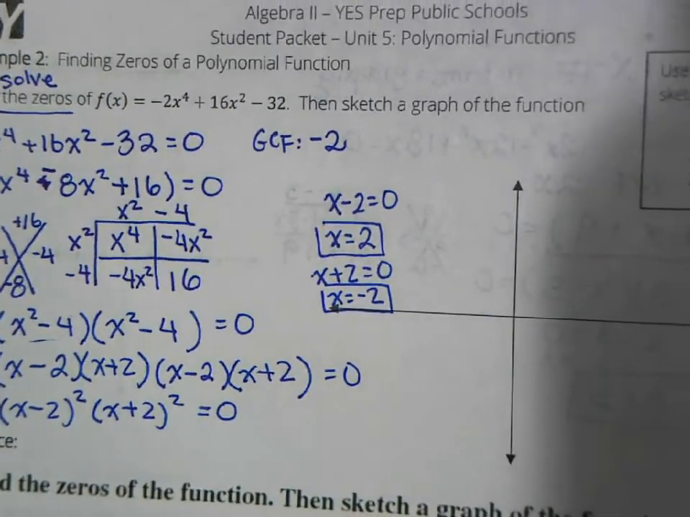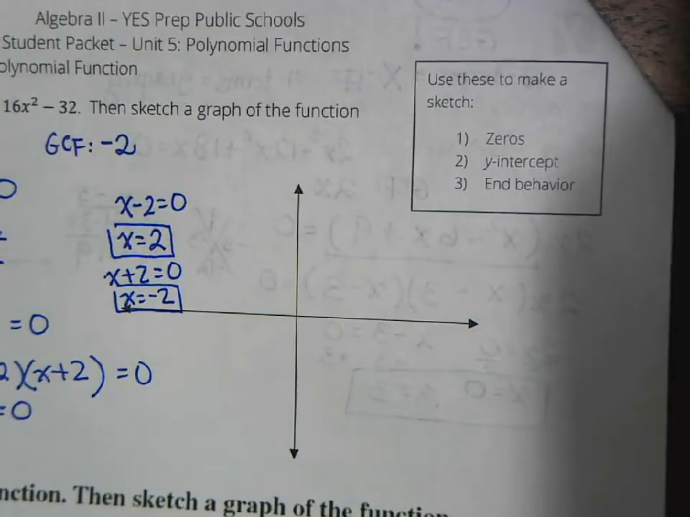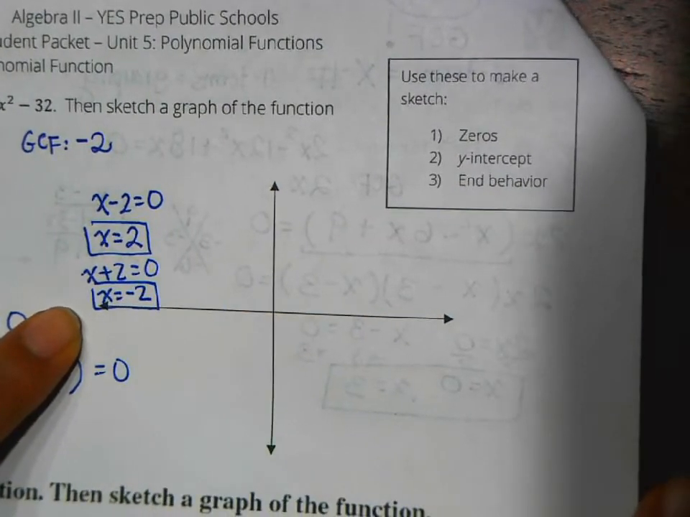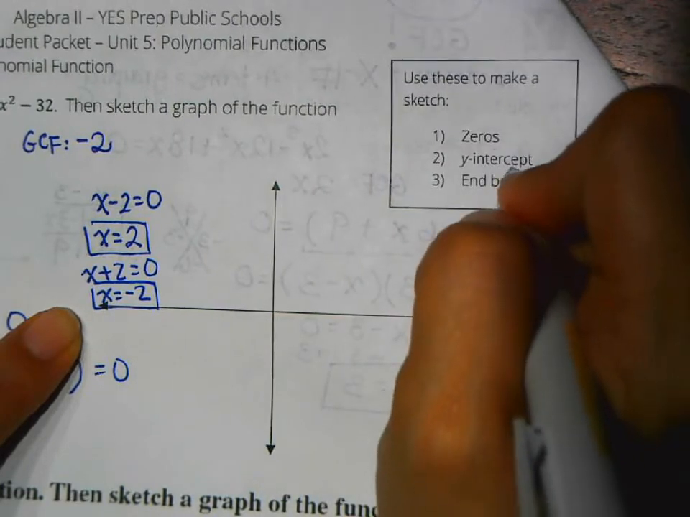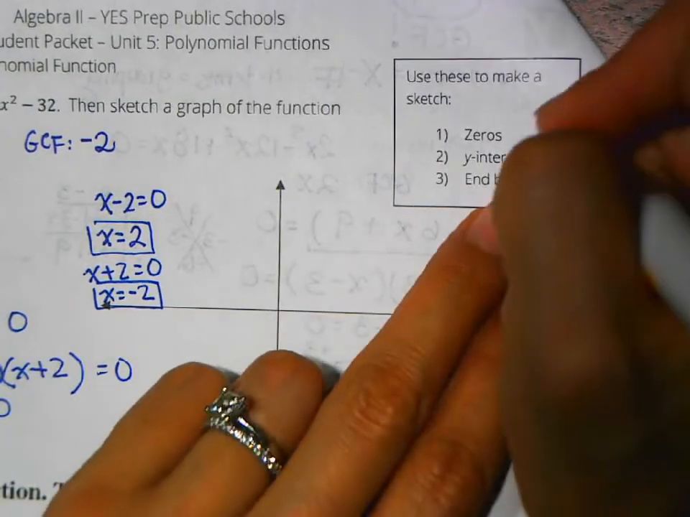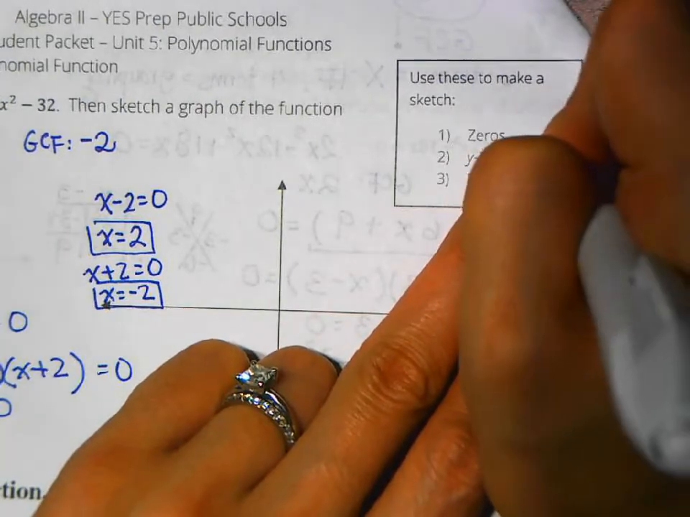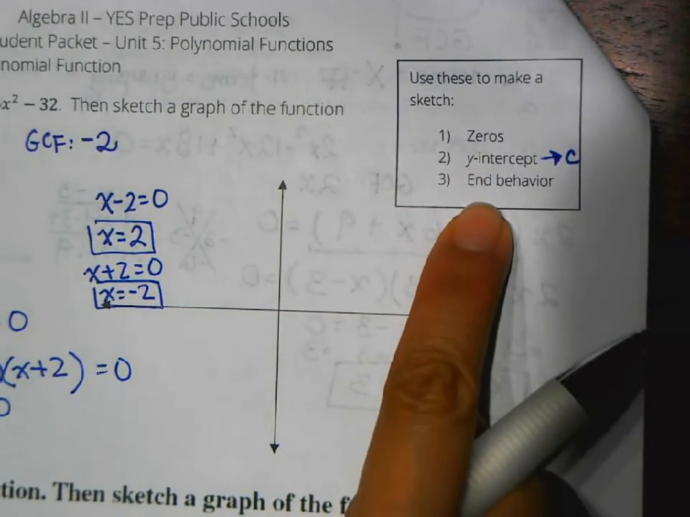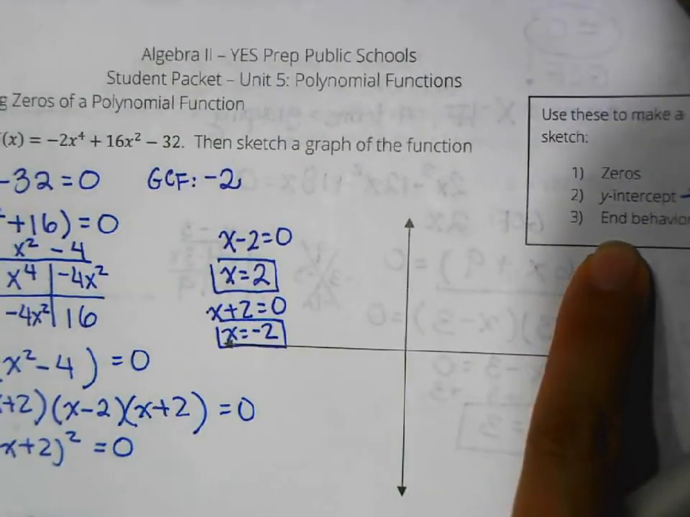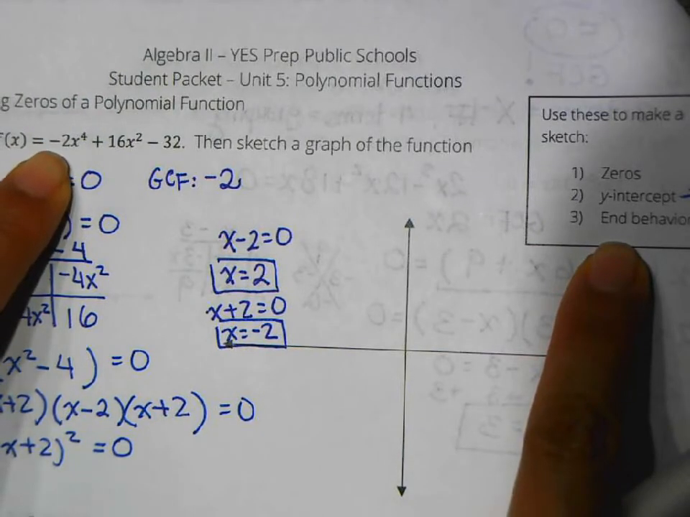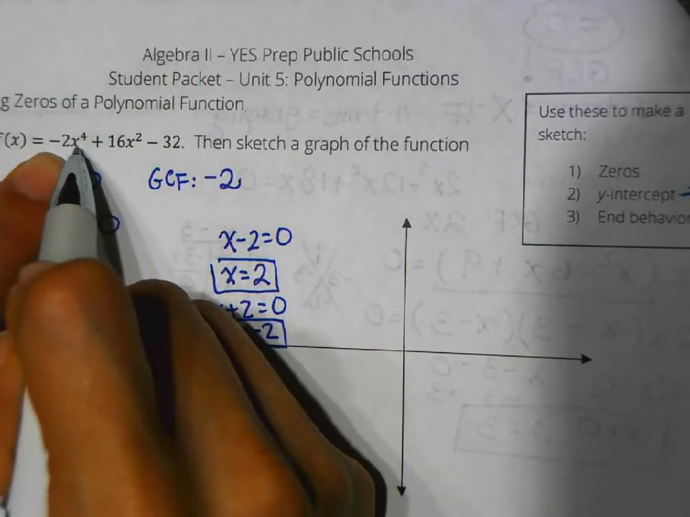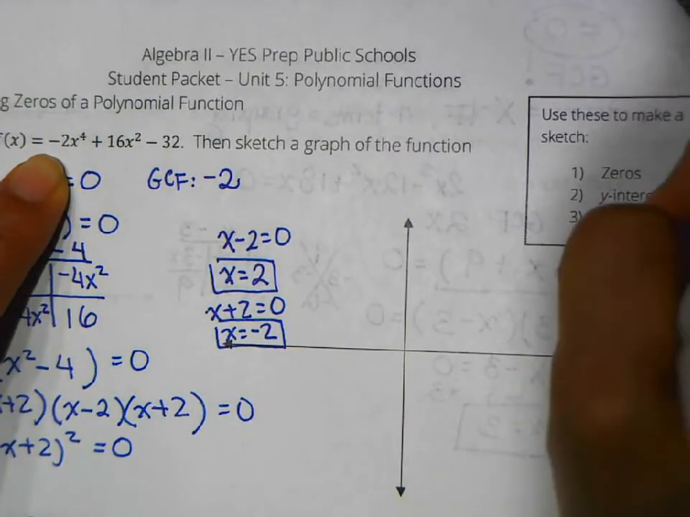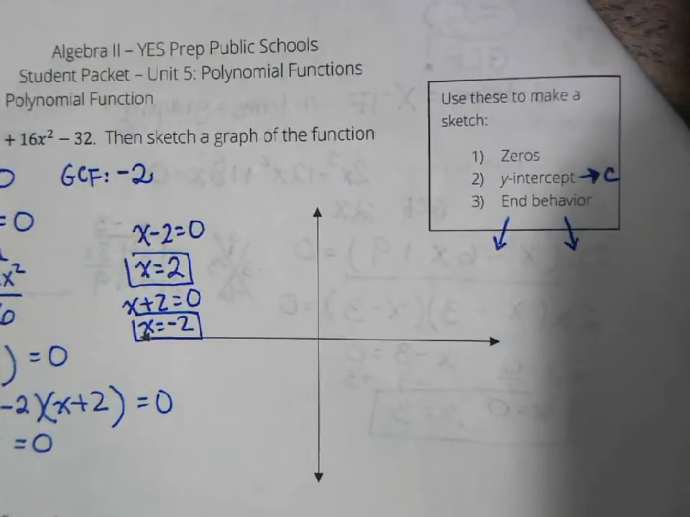When you're sketching a graph, these are the pieces of information you need. You need your zeros, which we found, x equals to 2 and x equals to negative 2. You need your y-intercept. Your y-intercept should be your c, your last term, your constant. And then you need your end behavior. And in this case, if you look at the equation, it is a negative leading coefficient, even degree. That means my end behavior is going to go down on the left, down on the right.